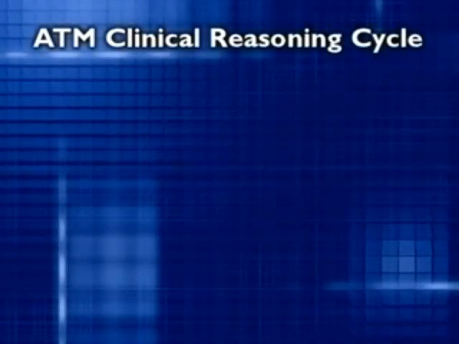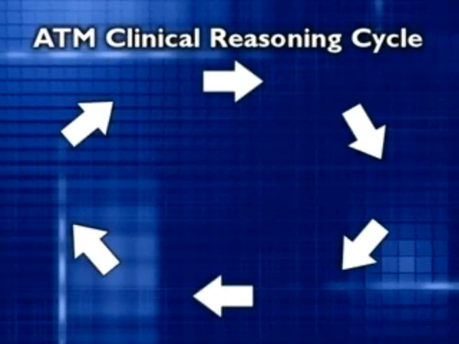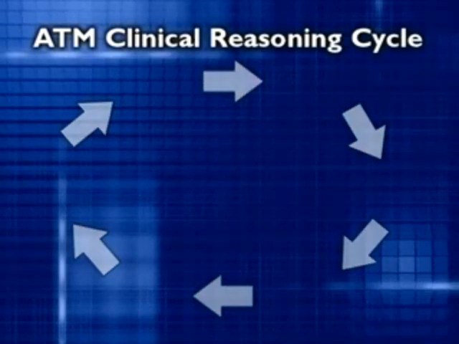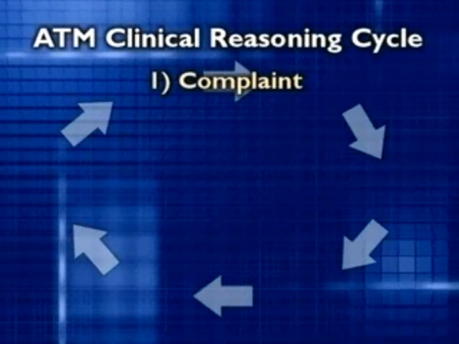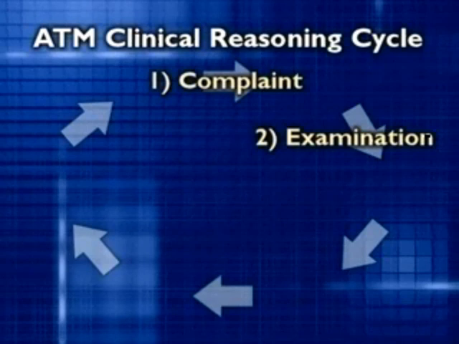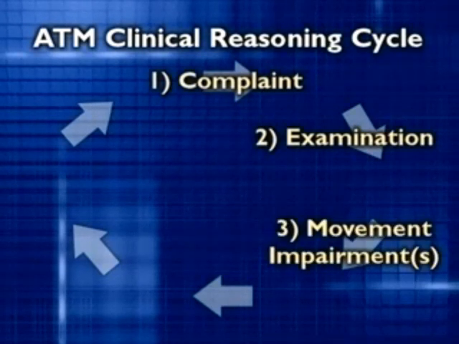Think of the ATM clinical reasoning cycle as a compass and steering wheel. It establishes the direction and type of intervention. The cycle starts with the clinician understanding the patient's subjective complaint, which is the reason he or she seeks help. During the functional examination, the clinician will detect movement impairments that are hypothesized as related to the patient's subjective complaint. That is the true north to set your compass by.